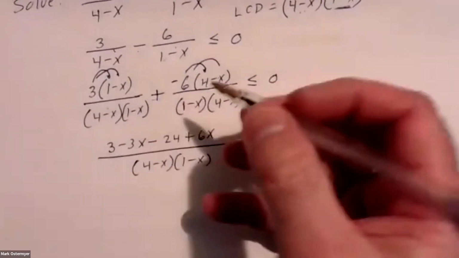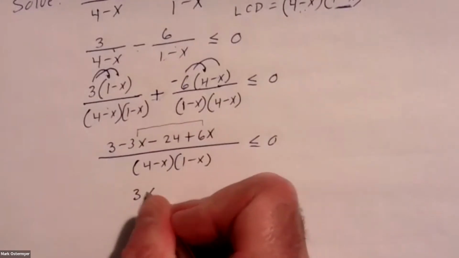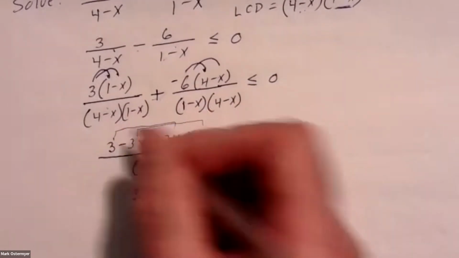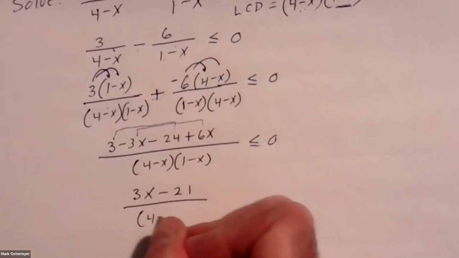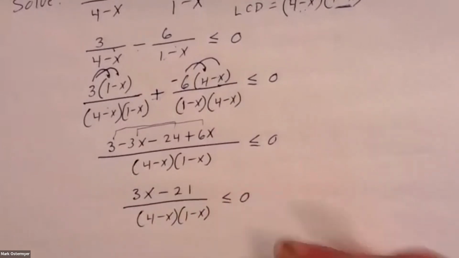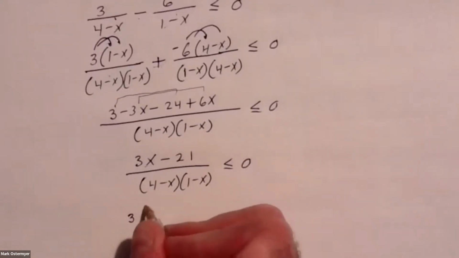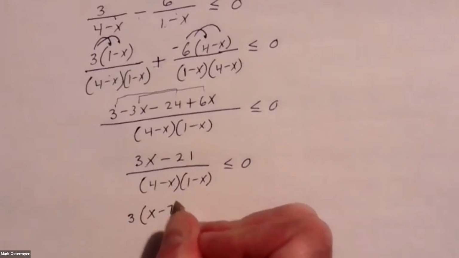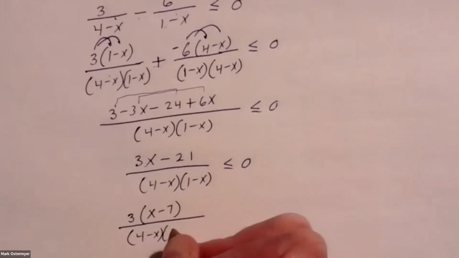All right, further simplifying the numerator, combining like terms, negative 3x plus 6x is 3x. 3 minus 24 is minus 21. All over my common denominator. All right, now I'm going to factor my numerator here. I can pull a 3 out of both terms here. All over my common denominator.